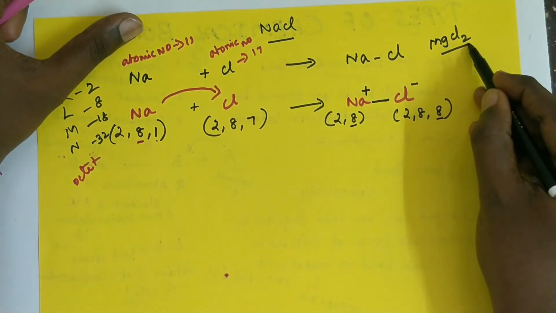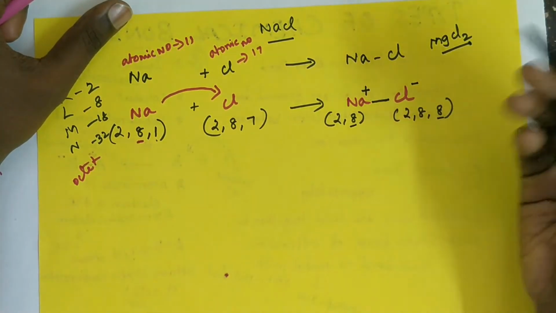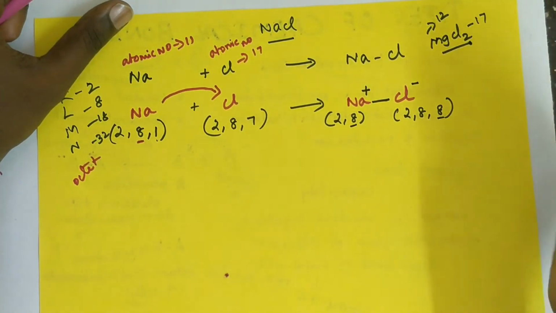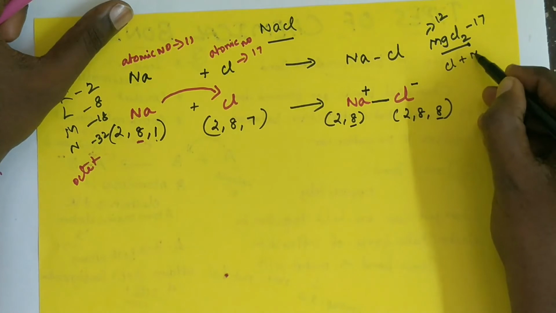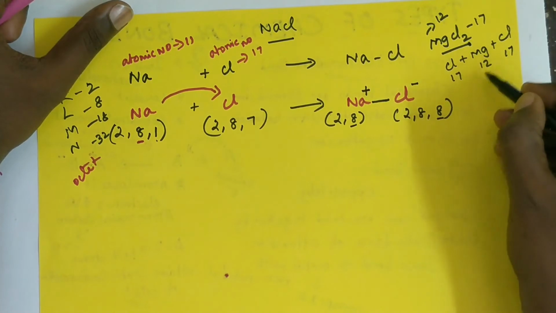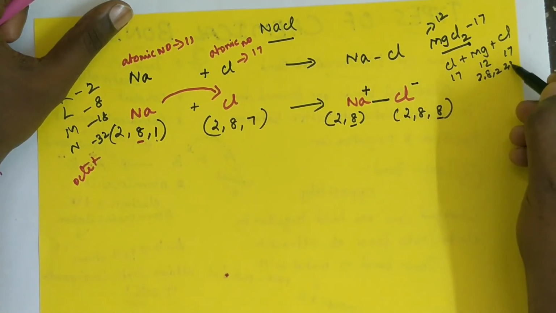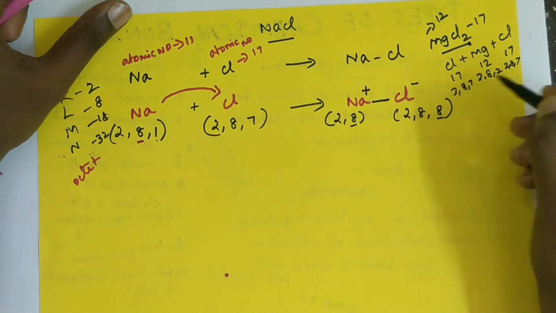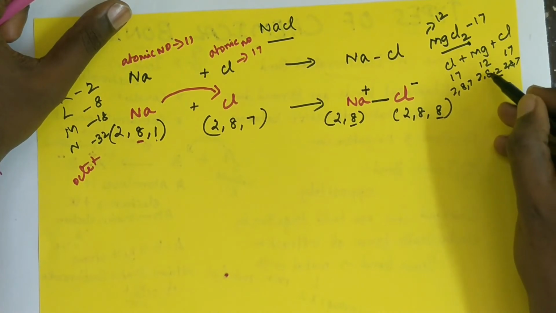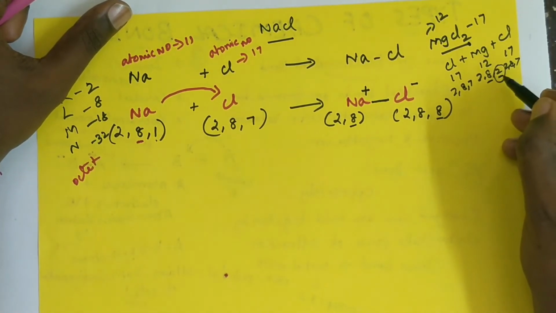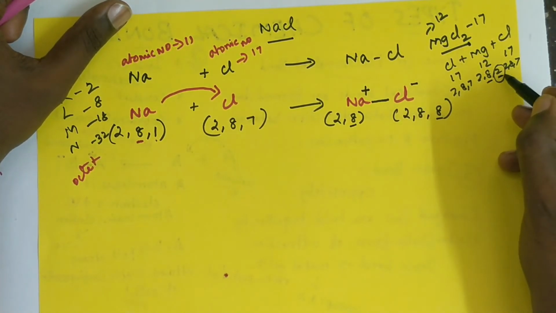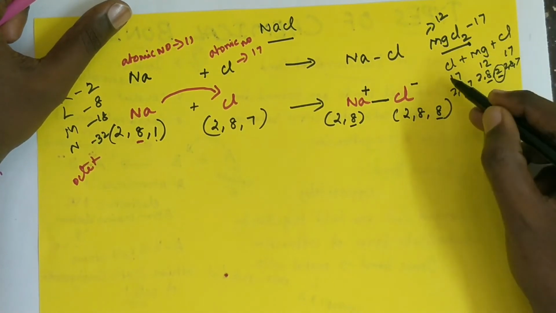Magnesium chloride is given in the textbook, but do not look at the textbook, try it on your own. Magnesium atomic number is 12, chlorine atomic number is 17. Magnesium is 2, 8, 2 and chlorine is 2, 8, 7. To attain the nearest stable configuration of octet, magnesium has to lose 2 electrons. I transfer 1 electron each to 1 chlorine, so the 2 electrons of magnesium are transferred, 1 to each chlorine.